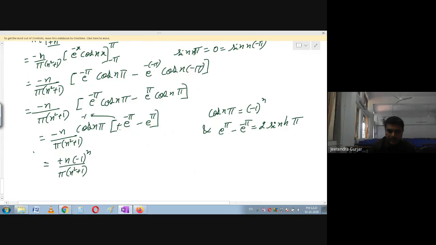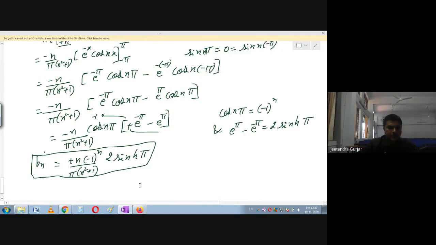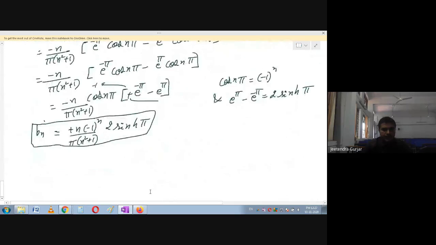Why have I taken this, friends? Because I want to get this as e raised to pi minus e raised to minus pi. Therefore, I have taken minus outside. Now from this you can directly get the value. You can substitute the value, that is 2 sinh pi. So this value you have calculated for Bn. A naught you have calculated, students. An you have calculated, and now you have calculated Bn. Substitute in the formula, students.